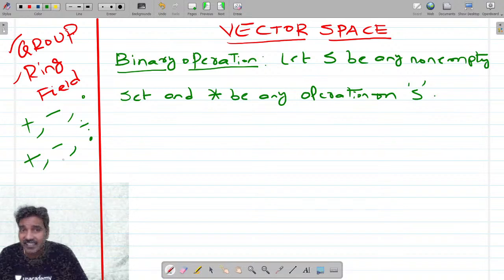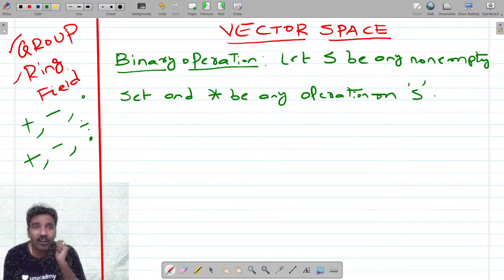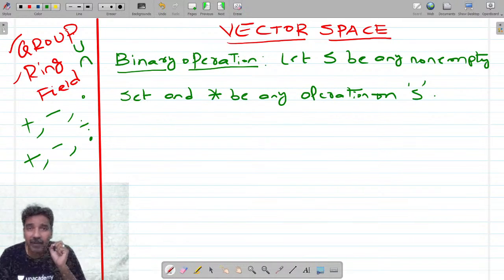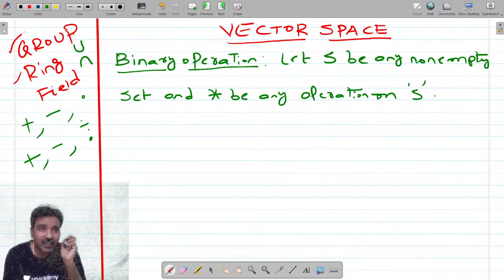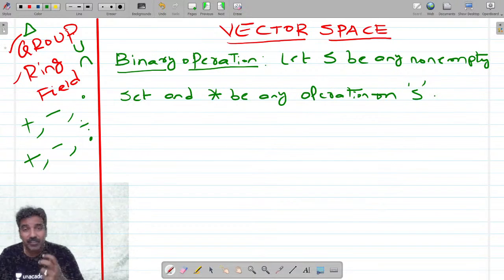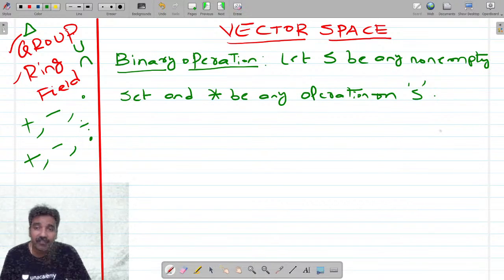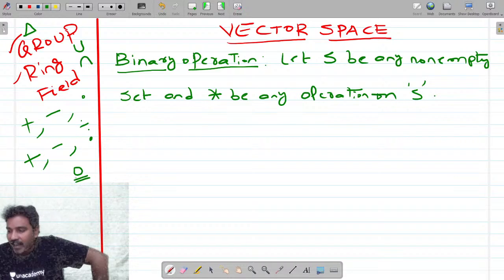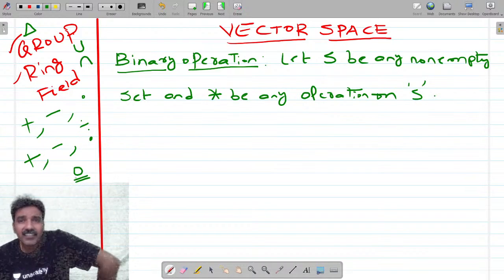If elements of S are sets, my operation can be union, it can be intersection, because union can be applied between two sets. Intersection can be applied between two sets. You know, difference, delta can be applied on two sets. So depending upon the elements of the set, star will have different meaning. Suppose if elements of S are functions, then circle can be my operation star.